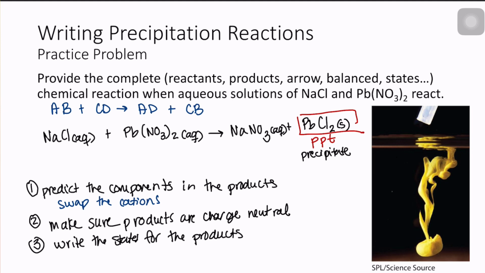And in this picture right here, this is an example of sodium chloride reacting with lead 2 nitrate to form this yellow lead 2 chloride precipitate. So this is the precipitate that forms from that reaction. Now, the fourth thing you want to do is balance the overall reaction. So we want to balance the chemical equation.